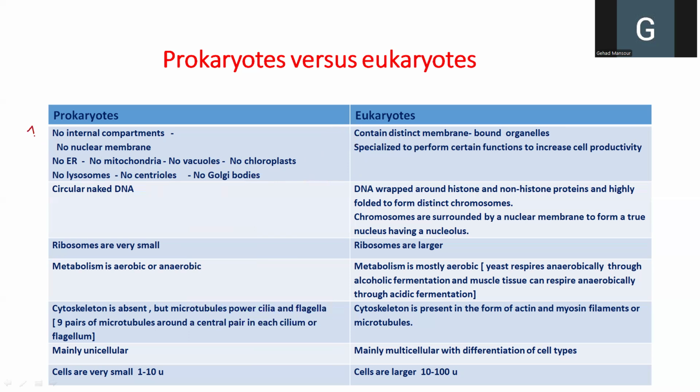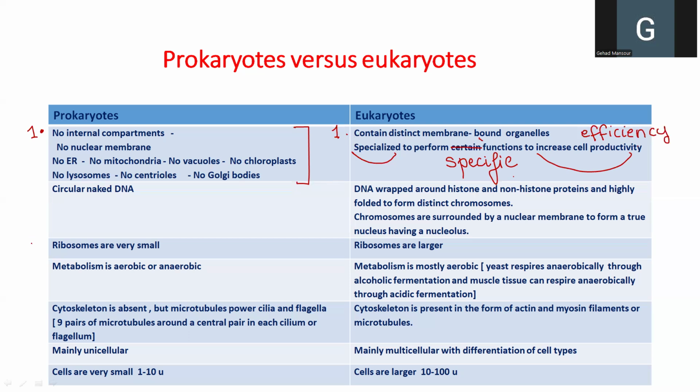So I would rather say that this is number one and this is number one, because all this is related. In eukaryotes, we have distinct membranes, and as we said before, this makes them more specialized to perform specific functions, and I would rather use a more scientific adjective, which is specific function. And what's the importance of this? To increase cell productivity. How does specificity increase productivity? By increasing the efficiency of the cell.